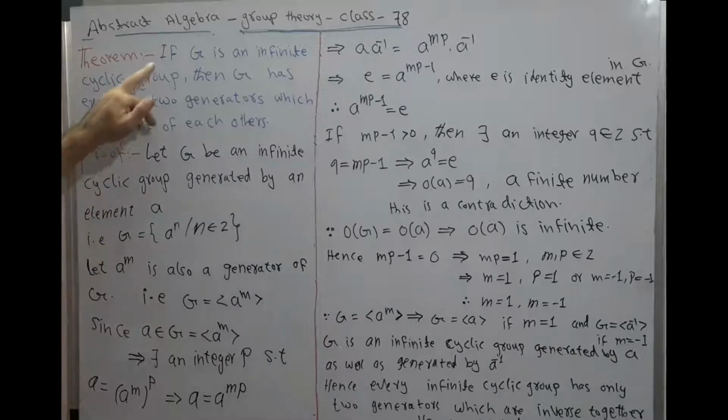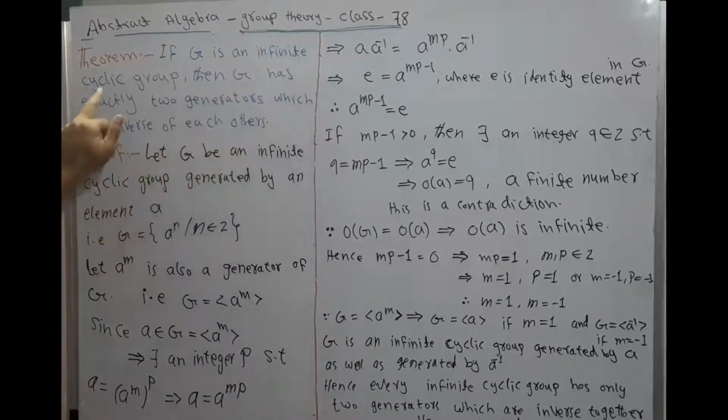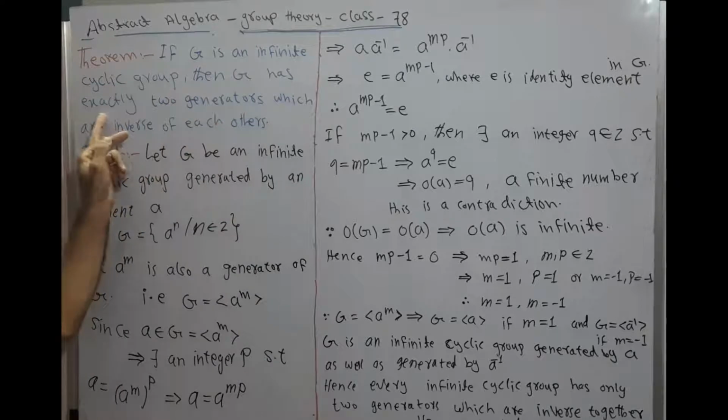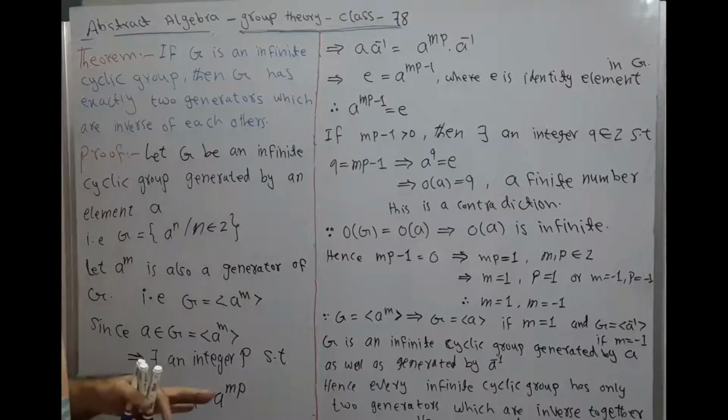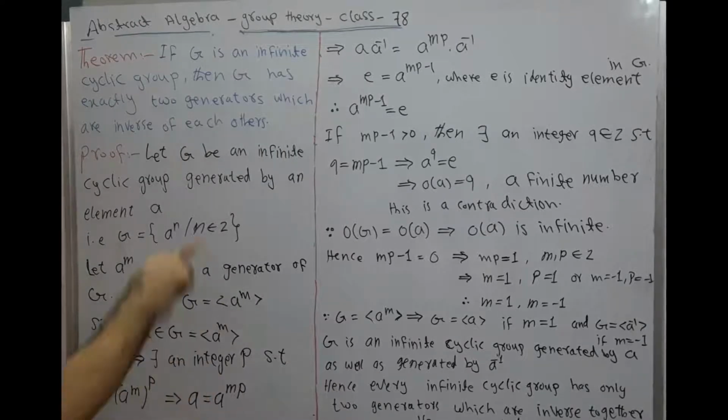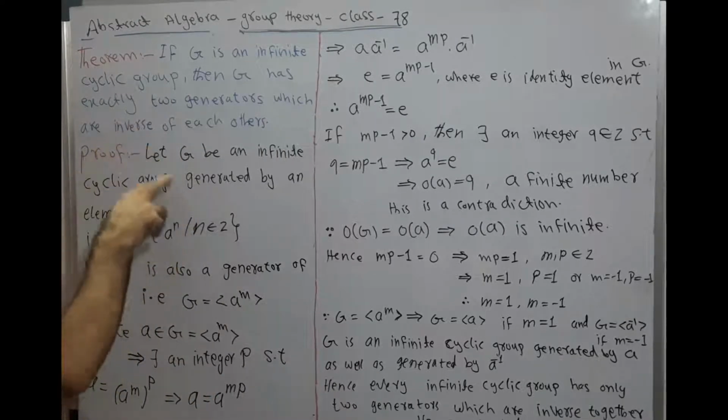Here is another theorem. If G is an infinite cyclic group, then G has exactly two generators, which are inverses of each other. We want to prove this theorem. First we analyze the theorem.